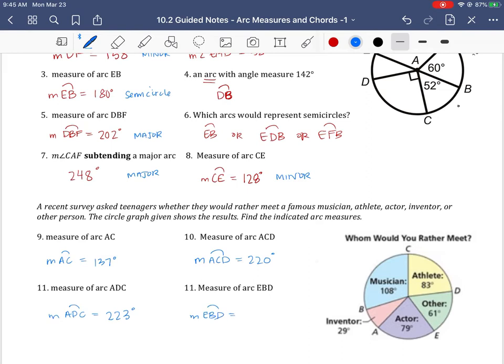And then the measure of arc EBD. If we're looking at this and we want to identify this one, again, we start at E, and it asks us to move first towards B and then all the way to D. So this one actually includes everything except for that 61 degree piece. So we can take 360 and subtract 61, or we could add up all the other ones. Either way, we should end up with 299 degrees.